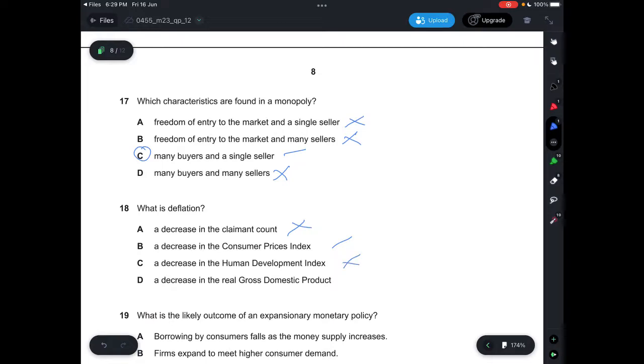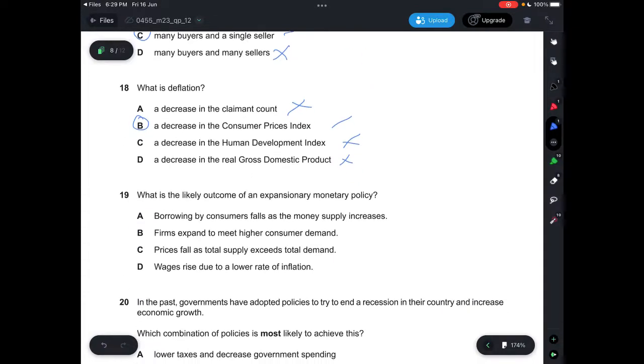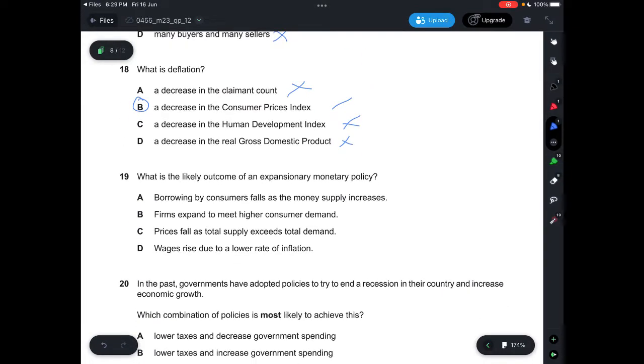D says a decrease in the real gross domestic product, which is not correct. A decrease in the GDP is not deflation, but an increase or decrease in the price level would affect the rate of inflation. So it's not based on the GDP itself, but instead based on the price index. Sorry, it's not price level, but price index. So answer is B. Question 19, what is the likely outcome of an expansionary monetary policy?